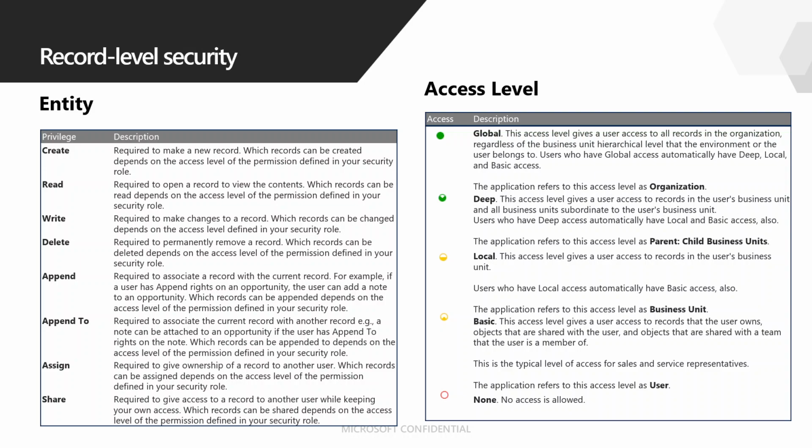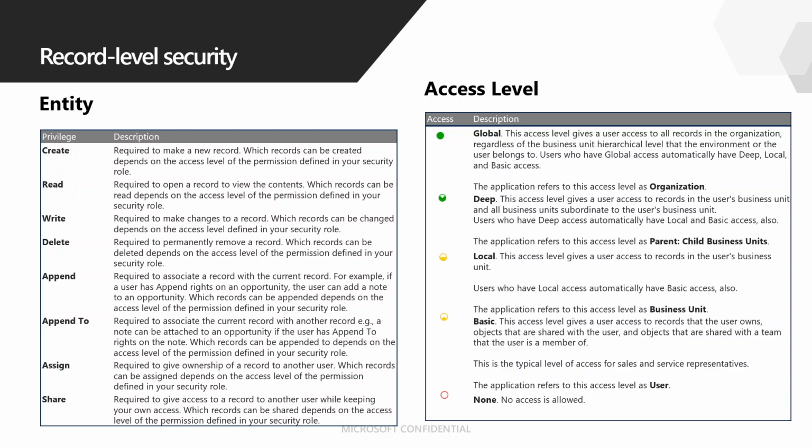So global gives access to all records in the organization, regardless of the business unit hierarchical level that the user belongs to. Under the organization you have business units, and underneath the business units you have environments and things like that. So you've got global that can see everything.